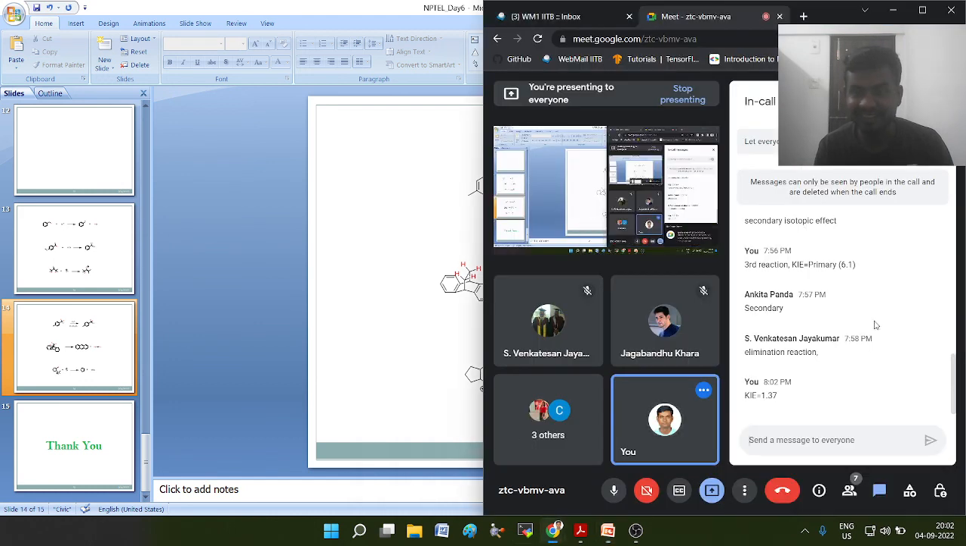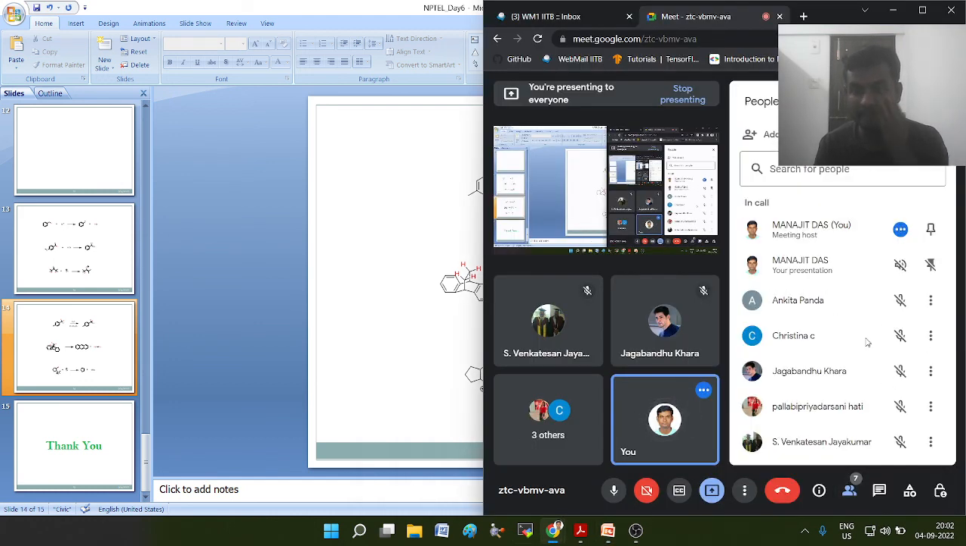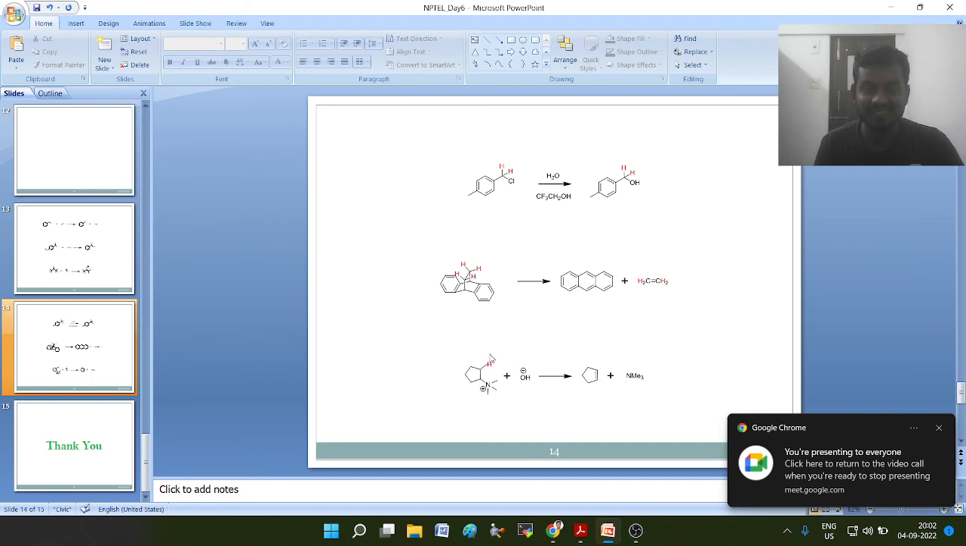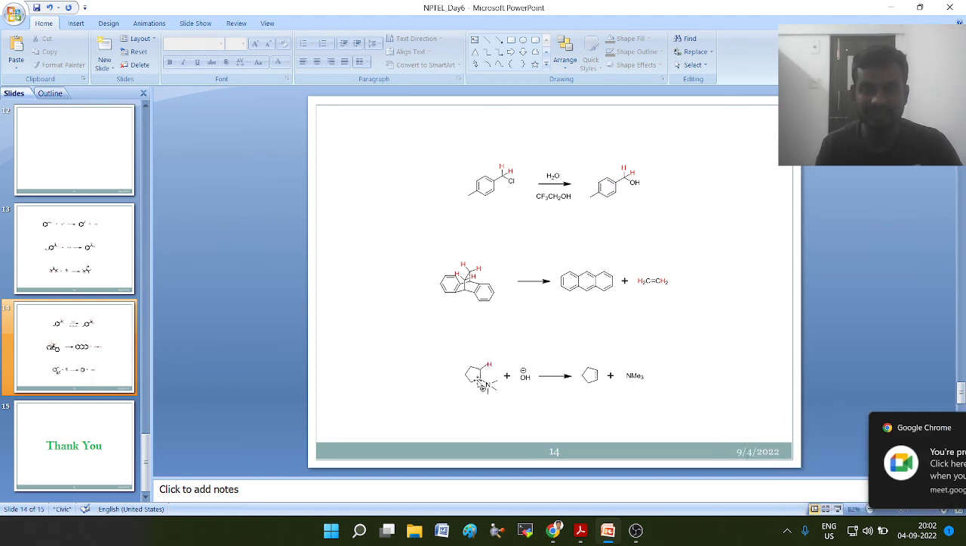Yeah, that's all I see. Some people: Jagabandhu, Krishna, Gita, Pandavi, Venkatesham. So I will answer. H minus will abstract this hydrogen, and it's an E2 elimination. So it will have a primary kinetic isotope effect. Very easy, nice and cool. So it has a value of 4.0 again.